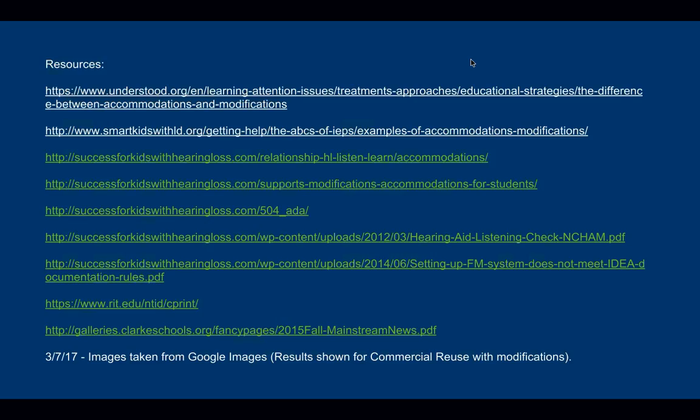Tabitha, if we could have the next slide. And these are the resources where I pulled a lot of the information from, and I know we've got a few minutes left, so she's going to take over for the Q&A because we covered a lot of material really fast.